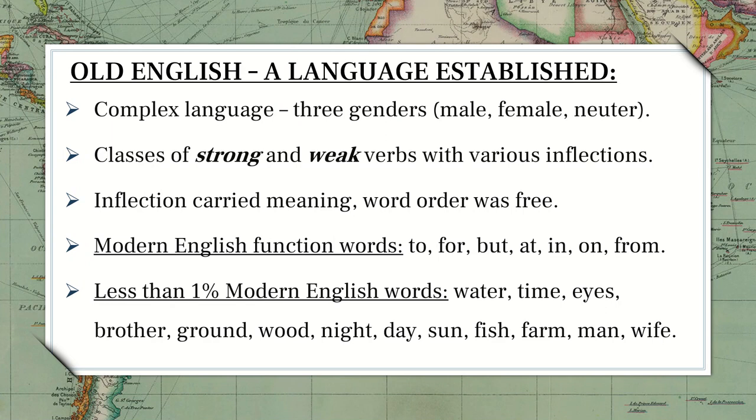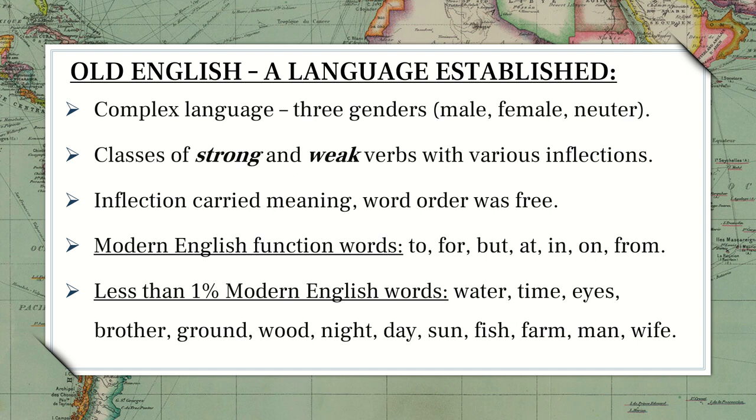Now, the Old English language itself was quite complex compared to modern English as we speak it today. It had three genders for nouns, the male, female, and neuter, as well as for adjectives. It also had classes of strong and weak verbs with various inflections for plurals and those sorts of things. Now, because inflections were what implied the position of a word, there was no specific order. The subject, verb, object order that we would use didn't exist. In any order that the words were placed, the meaning was understood through inflections.